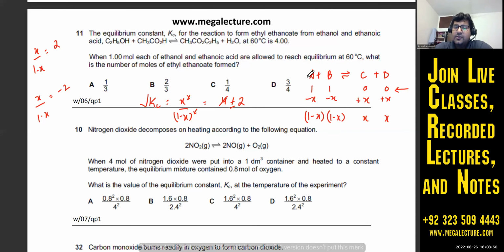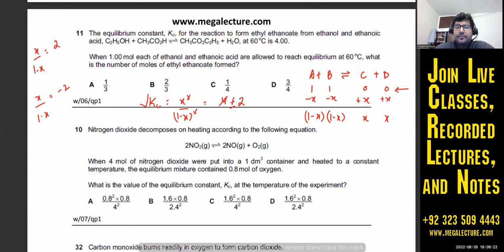It's 1:1, so I said that if X moles react, X moles of this will also react. It's 1:1. And the products are also produced in 1:1. So if X moles react, X moles will get produced on the other side. So there will be X moles more. It's going to increase, and X moles of this will also get produced. Alicia, is that clear? Did you get this?